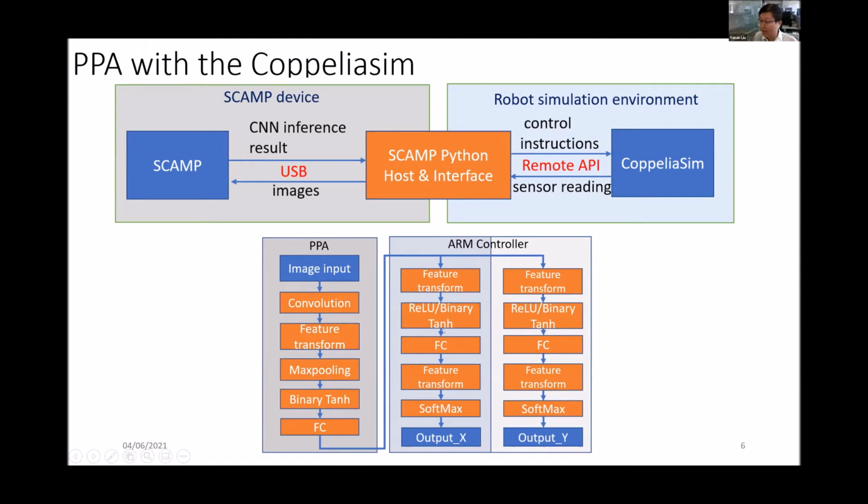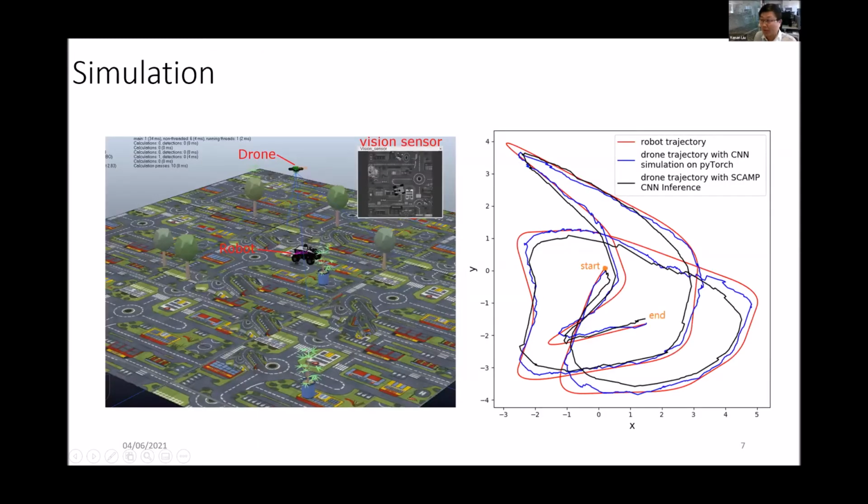The image at the bottom is the CNN architecture for localization and tracking application based on the SCAMP. A shared convolutional layer is used for object 2D localization on the SCAMP, where networks for labels indicating X and Y use an identical convolutional layer but a different fully connected layer. The image on the left is the example robot simulation environment. The right image shows the tracking trajectories with a drone.